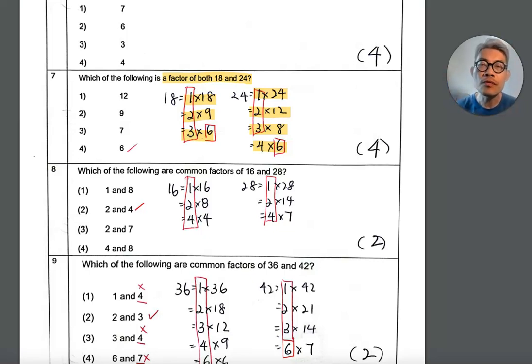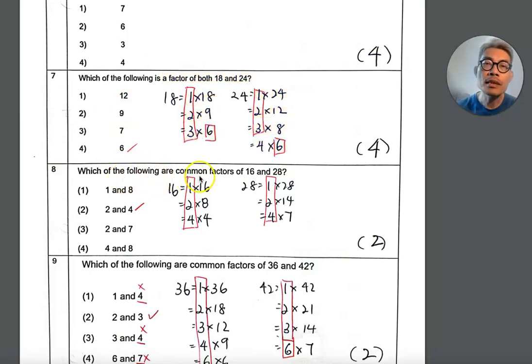Now they ask us which of the following numbers is a factor of both of these. So I look for a common number, and I see that the number 6 is present in both sets of my working. So therefore the answer is 6. Why is it not 12? 12 is here, but it's not a factor of 18. 9 is a factor of 18, but not a factor of 24. 7 is not a factor of either one of them. Okay?